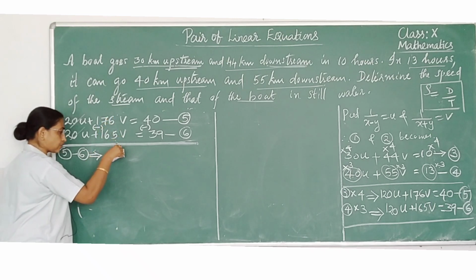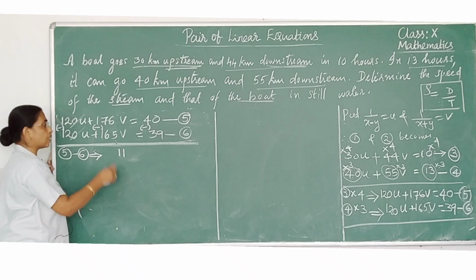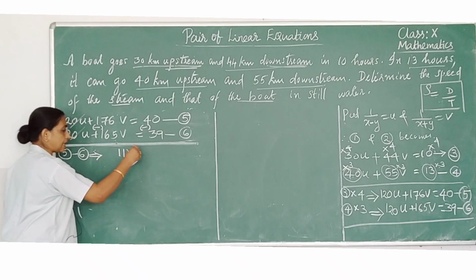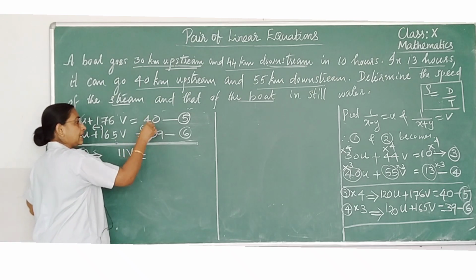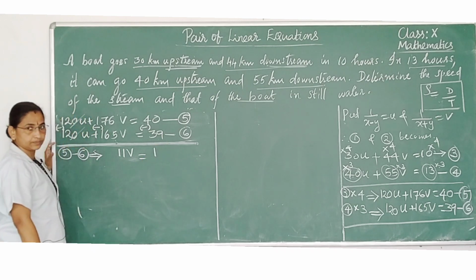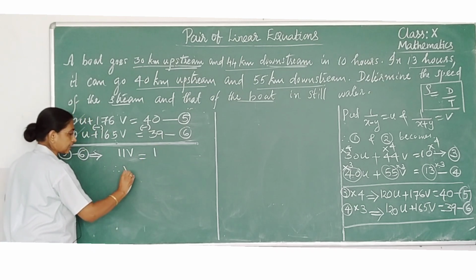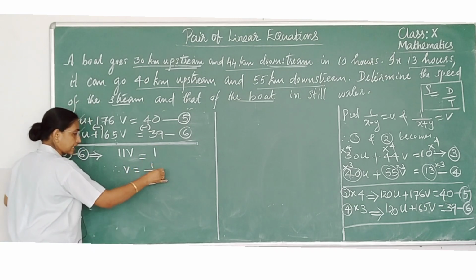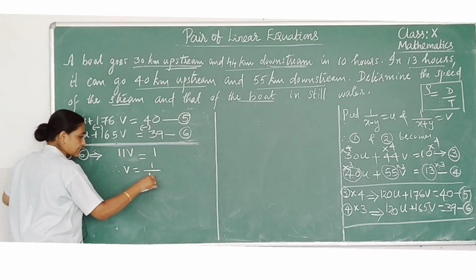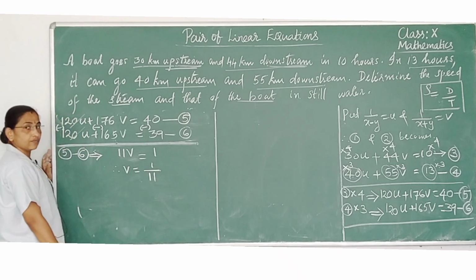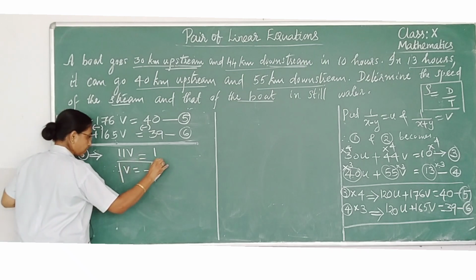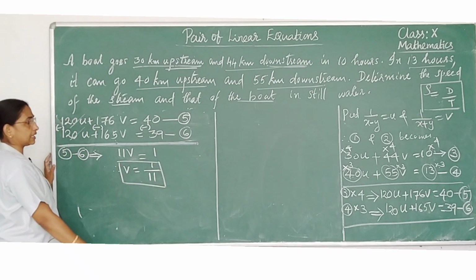7 minus 6 is 1. 1 minus 1 is 0. The sign is plus. So 11v equals 40 minus 39, which is 1. From this, you can say that v equals 1 on the right side. Multiplication with 11 goes to right side, becomes division by 11. v equals 1 by 11. Note down, v equals 1 by 11.